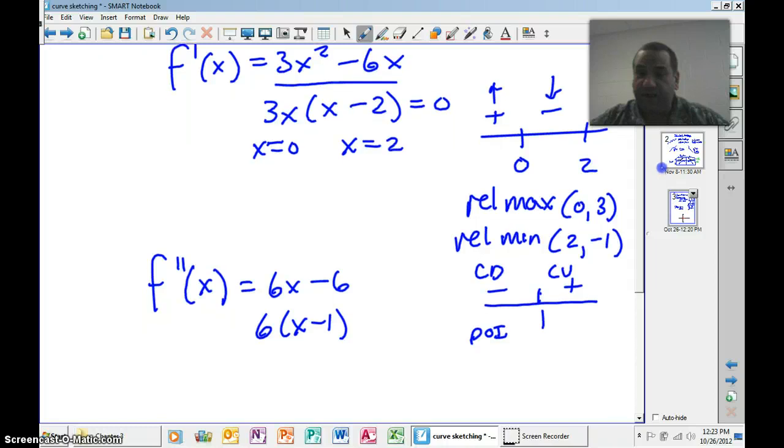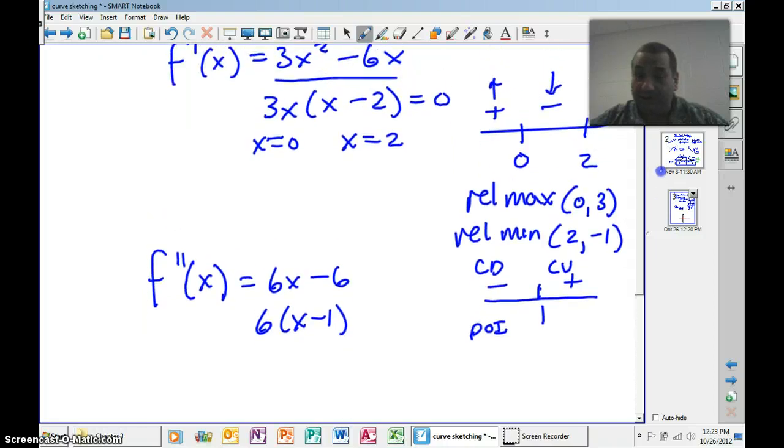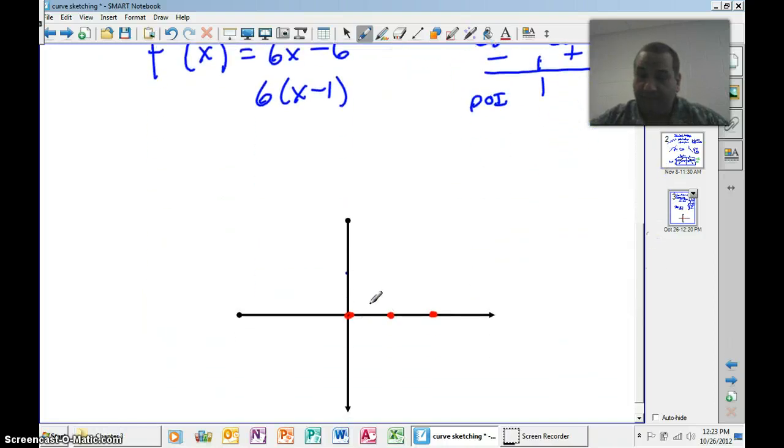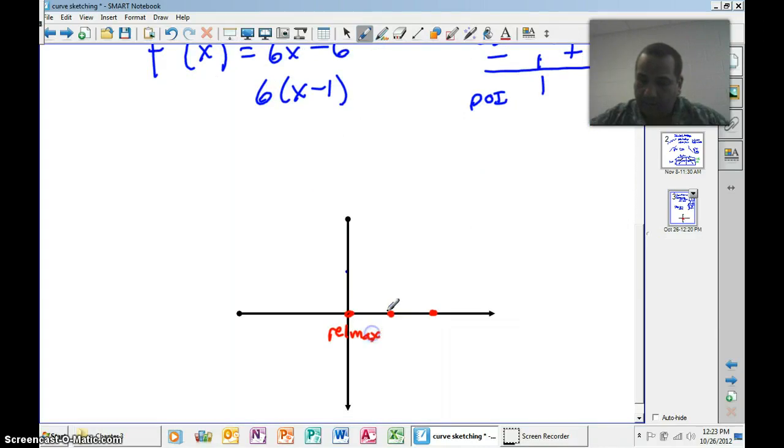For anything from negative infinity to 0, it's increasing. And it's a relative max. I have a relative max here. This is a point of inflection here, and this is a relative min.